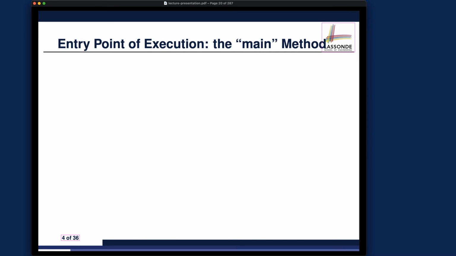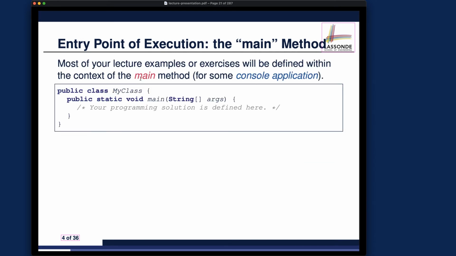We're going to make the following assumption. For most of your lecture examples or exercises, they will be defined within the context of some main method, meaning that normally we simply omit these 2 lines about defining the main method. You already saw these in your Lab 0. If you haven't, you will see them as you go through the Lab 0 tutorial videos. So these will be the example lines of code that we typically show. But sometimes we might also show the main method, depending, for some console applications.